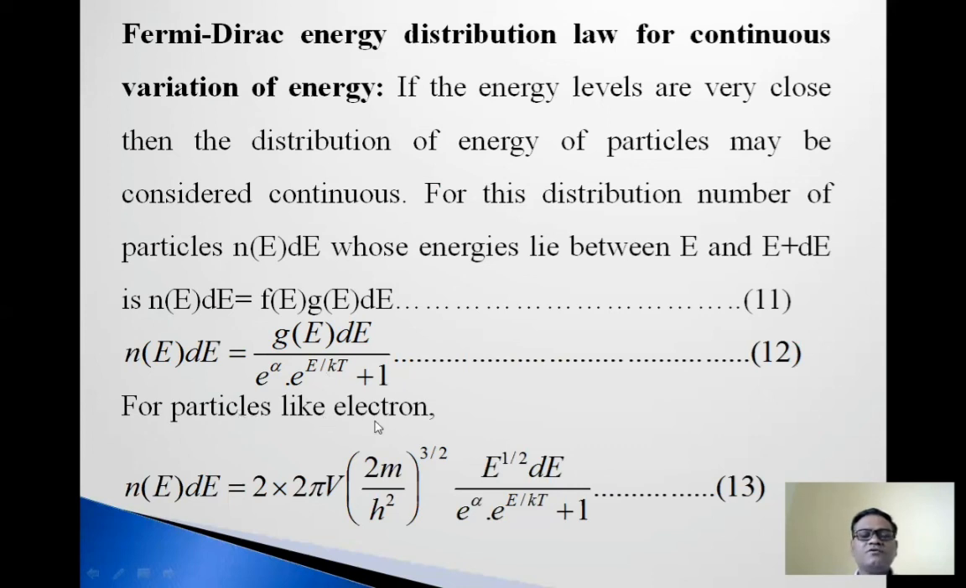So for particles like electron, now electrons have plus or minus half of h cross spin. So we have multiplied by 2, plus half and minus half, so into 2. So N(E)dE is equal to 2 into 2 pi V into 2m upon h cross square raised to 3 by 2 into E raised to half dE upon e raised to alpha into e raised to E upon kT plus 1, equation 13.